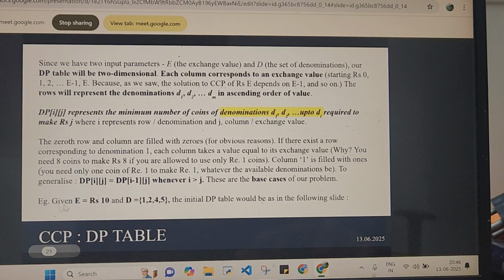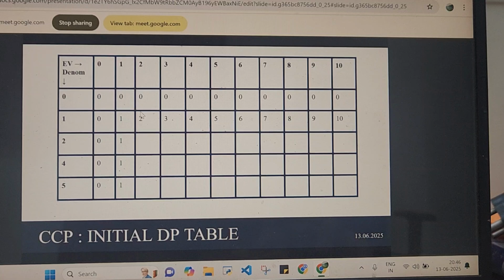Yeah, this is the example for which I'm drawing. I'm sorry, I forgot to draw your attention to that. So here our exchange value is rupees 10 and the denominations allowed to us are rupees 1, 2, 4 and 5. So for that, this is what the table looks like. Each column represents one particular exchange value, 0, 1, 2, so on up to 10. And each row represents one of the allowed denominations, 1, 2, 4 and 5.